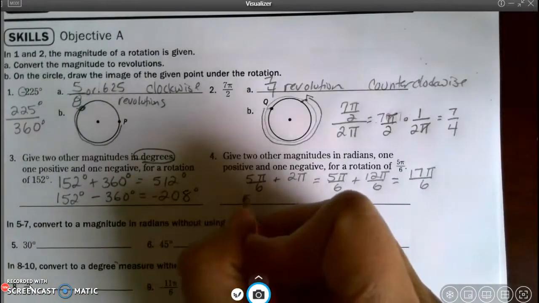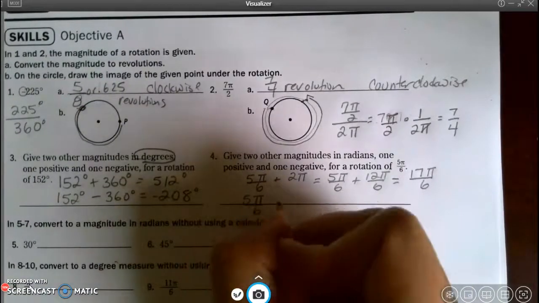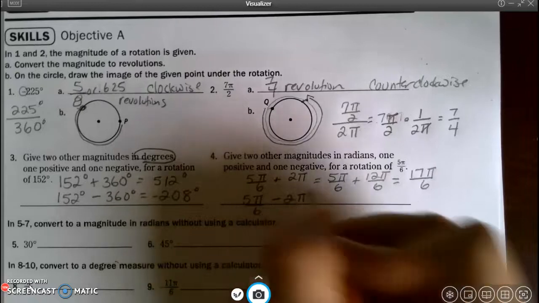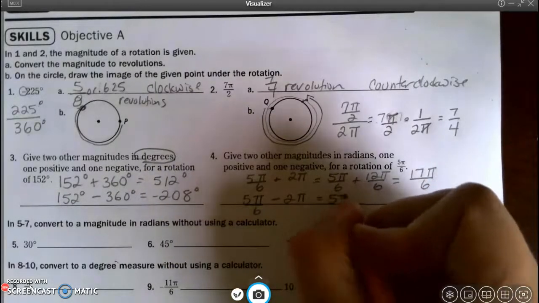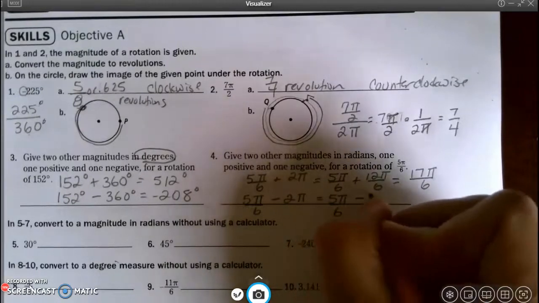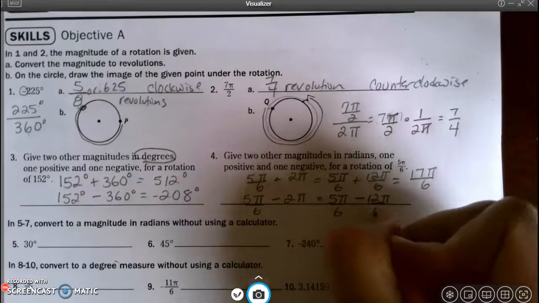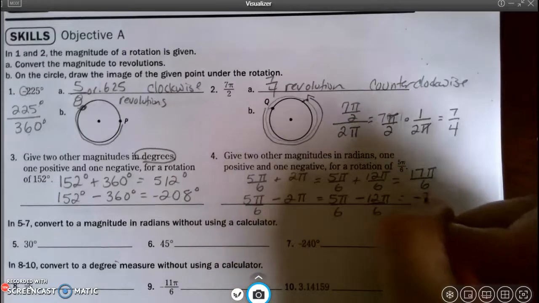I'm going to do the same thing where I'm going to take 5 pi over 6 and subtract 2 pi, go the other direction around the circle, and I end up with 5 pi over 6 minus 12 pi over 6, and I get negative 7 pi over 6.